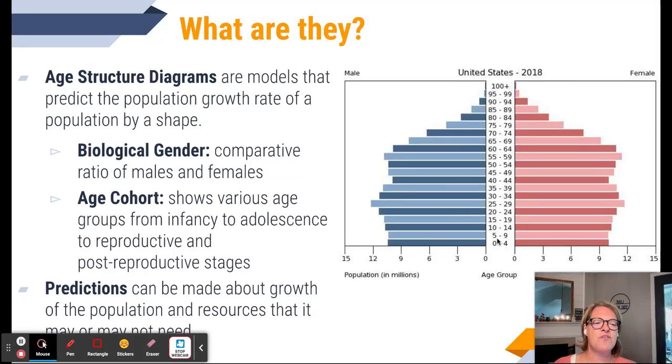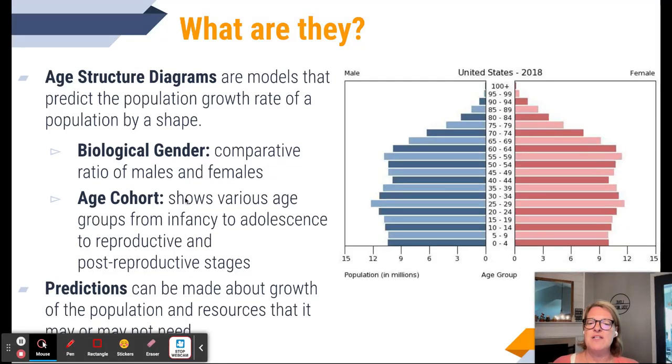So we've got 0 to 4, 5 to 9, 10 to 14. You can kind of see they're broken up into 5-year increments all the way until we get to 100 plus. And then we also have this age cohort, which are the age groups from infancy to adolescence. And we really tend to look at reproductive years, so from like 15, which I know is kind of young for the US, up to about 45. So this area here would be the reproductive stages versus post reproductive, which is like after 50.